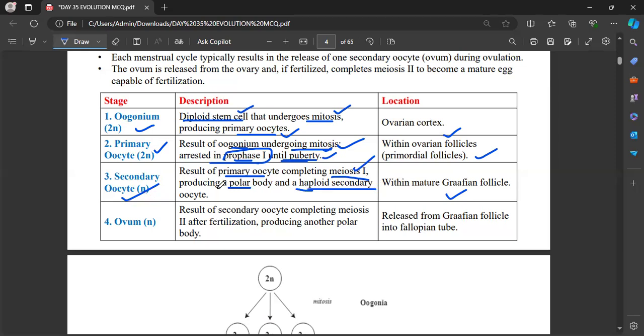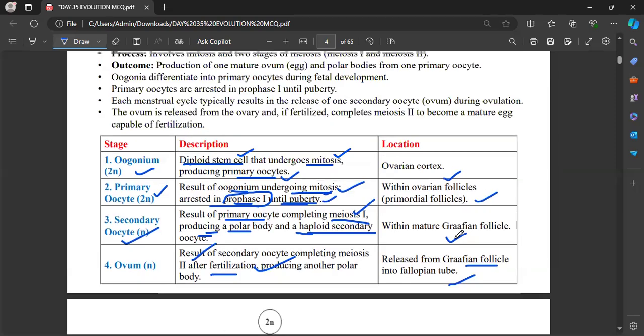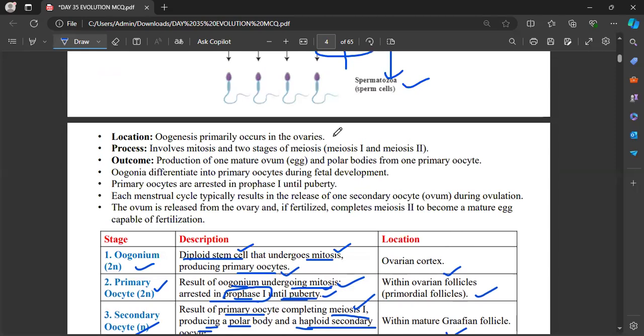Now the haploid secondary oocyte once again undergoes a division called meiosis II. As a result of fertilization, it is going to produce another polar body. This has been released from the Graafian follicle to the fallopian tube, so this particular thing will happen in the fallopian tube. Where does it happen overall? In the ovaries. What are all the cell divisions taking place in the process of oogenesis? Mitosis and meiosis 1 and 2.